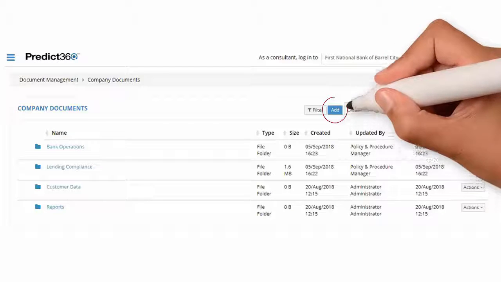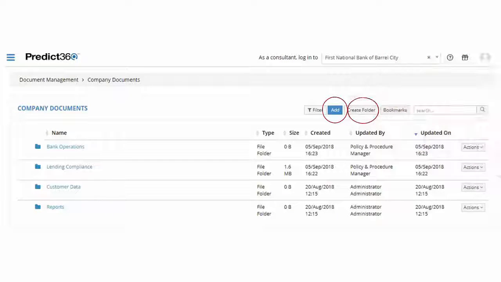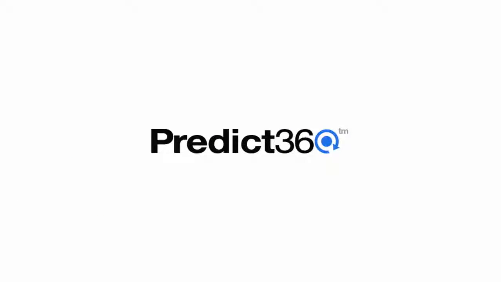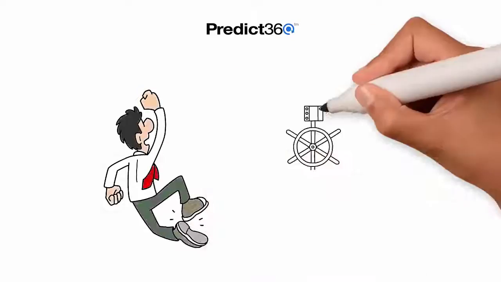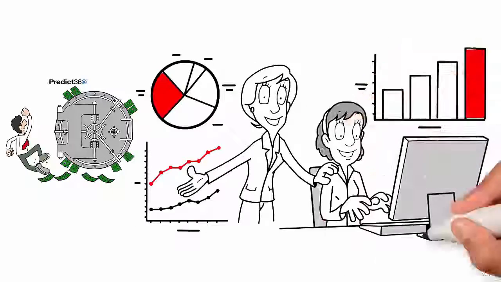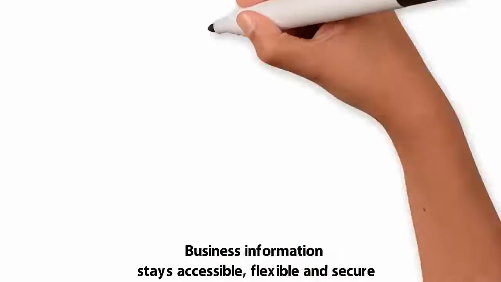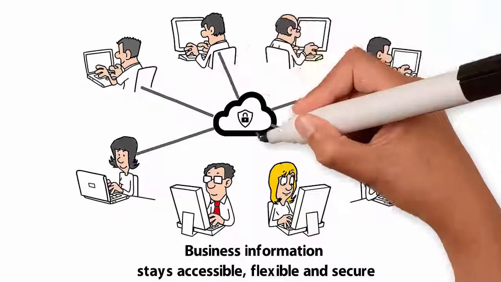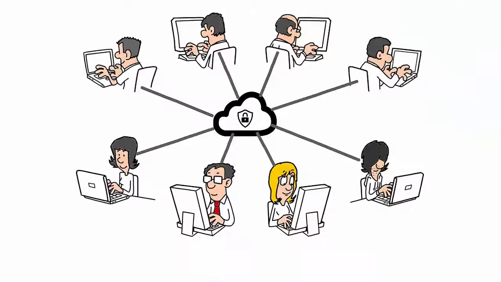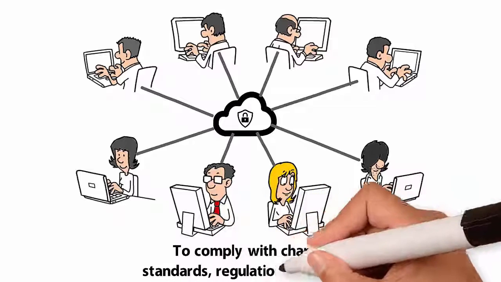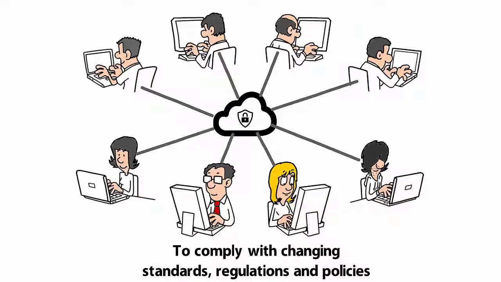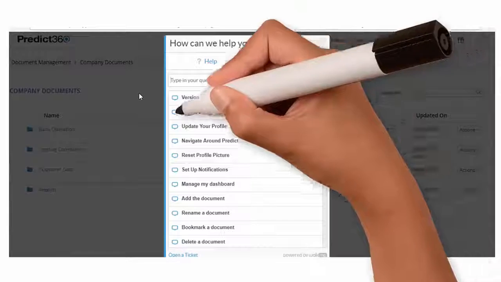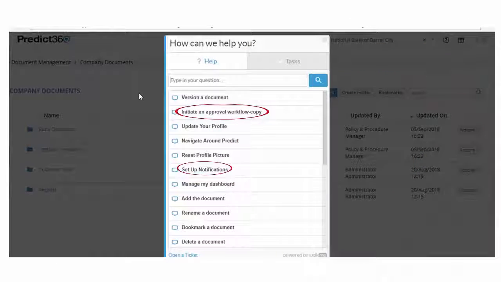easily manage and add company documents, create folders, subfolders, and bookmark them for quick access. With the Predict 360 policy and procedure management tool, you can save money and increase productivity while ensuring that your business information stays accessible, flexible, and secure with your team to comply with the changing standards, regulations, and policies in the business environment. You can also have the ability to initiate a workflow, set up notifications for your team, navigate, add, or rename your documents in a quick and easy way.